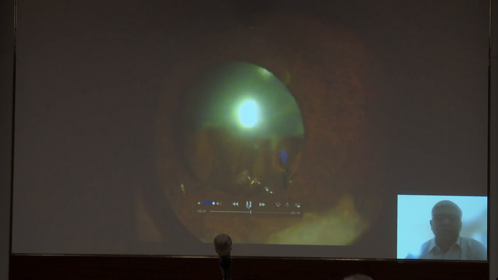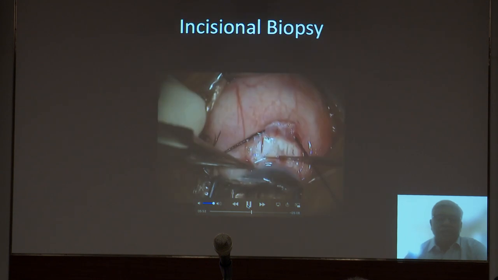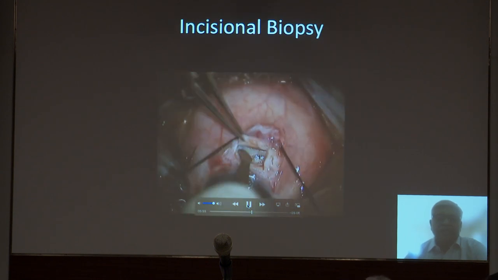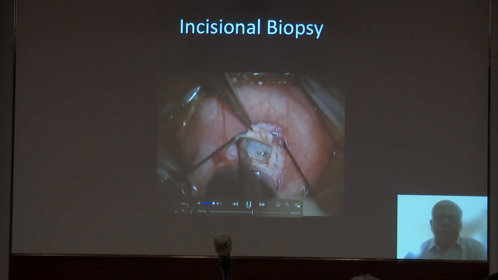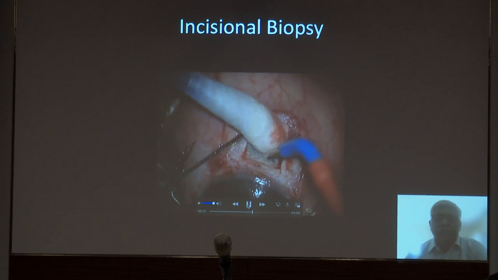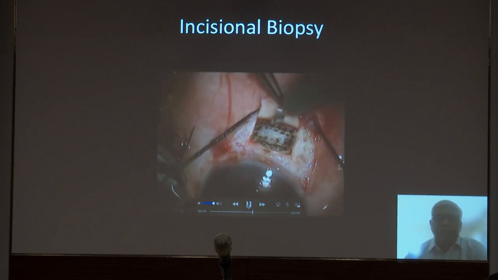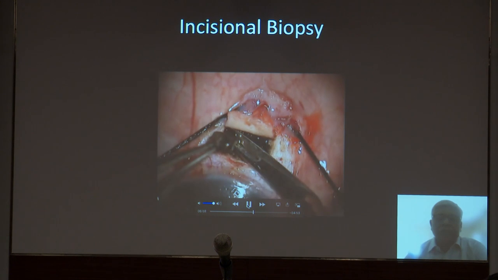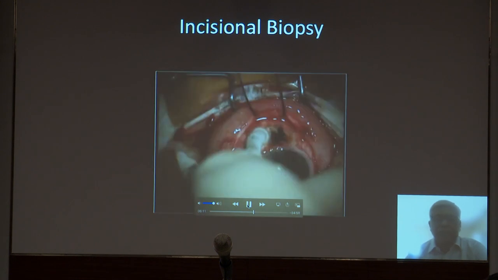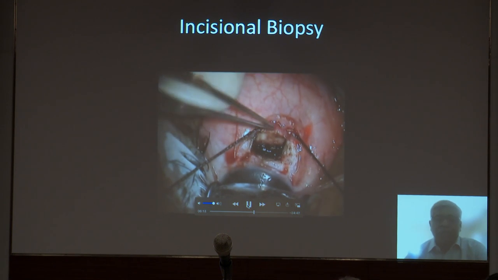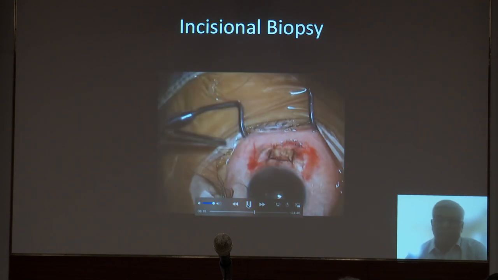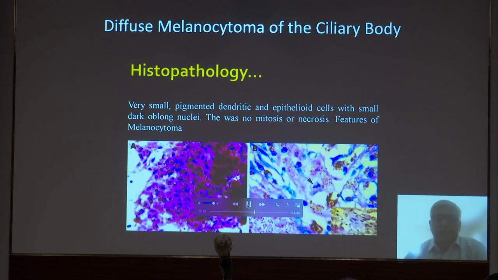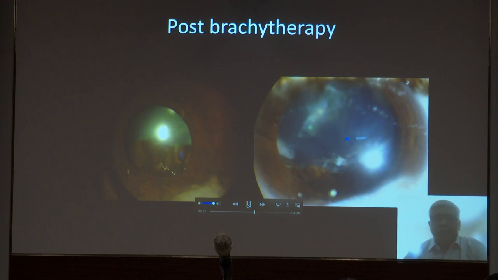Here we see a mass lesion arising from the ciliary body in a young gentleman, and this lesion continued to grow. You can see a trapdoor being created, a partial thickness scleral flap is created, and the inner lamellae of the sclera is diathermized and removed along with a small piece of the tissue. You can see the jet black color of the lesion indicating that it's possibly a melanocytoma, and the trapdoor is closed. So this is an incisional biopsy, and the histopathology did confirm that it was diffuse melanocytoma of the ciliary body. We treated the patient with brachytherapy, and post-brachytherapy you can see the mass lesion has regressed, allowing this young gentleman to retain the eye.